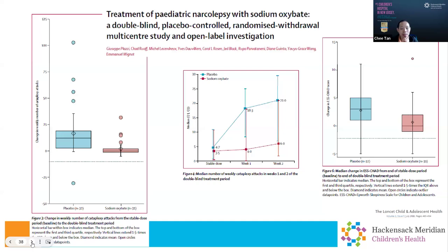So the medication sodium oxybate, or Xyrem and Xywav, was approved by FDA following this double-blind placebo-controlled randomized trial that was done a few years ago. This trial has shown that sodium oxybate, compared to placebo, was able to decrease the weekly number of cataplexy episodes in children 7 years and above with cataplexy. And it was sustained over a few weeks of time. It also helps decrease the daytime sleepiness in the patients.